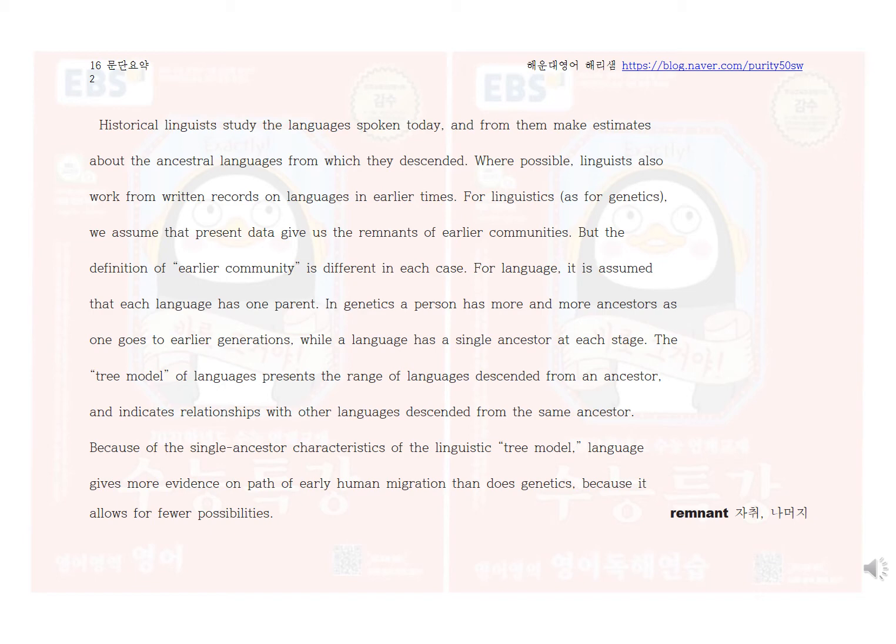Because of the single ancestor characteristics of the linguistic tree model, language gives more evidence on the path of early human migration than does genetics because it allows for fewer possibilities. Historical linguistics is similar to genetics in how it traces the present stage back to earlier ones, but differs in that it uses a single entity at each stage from which descendants originate.